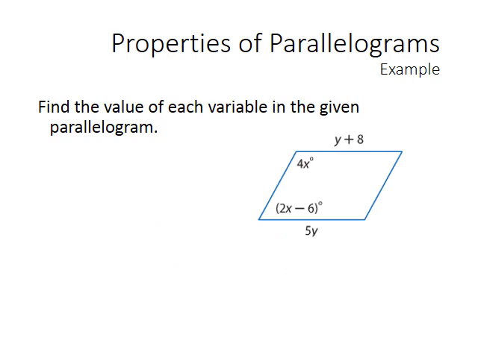Alright, let's put together everything we know about parallelograms and solve for missing parts. Find the value of each variable in a given parallelogram. Okay, let's start with x. X has to do with angles. And we've got 4x here and 2x minus 6 here for this angle. Now, those are not opposite angles, they're consecutive angles. So we know that they are supplementary. We know that 4x plus 2x minus 6 altogether has to equal 180.